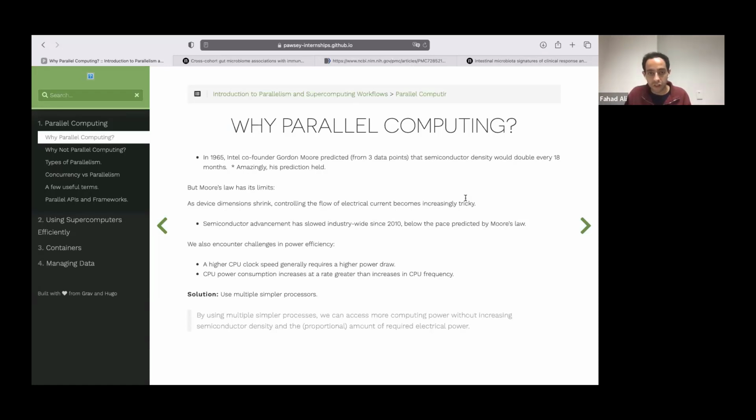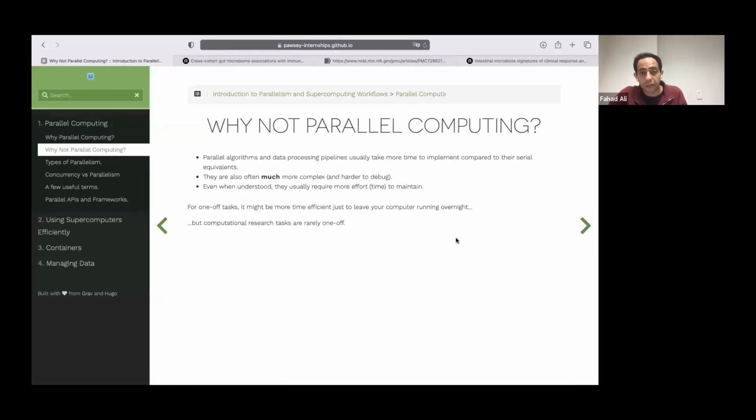If the solution is not to make better CPUs, which of course will continue to improve even now, we just use multiple. So we use multiple processors. And by using multiple processors, we can get more computational power out without needing necessarily to have an equal increase in the density of semiconductors or even the energy usage. So that's one of the reasons we are using parallel computing.